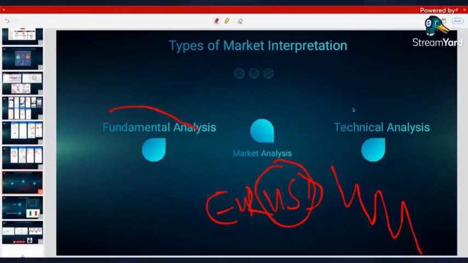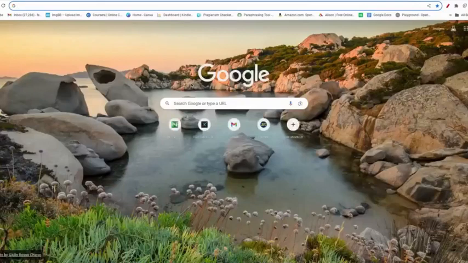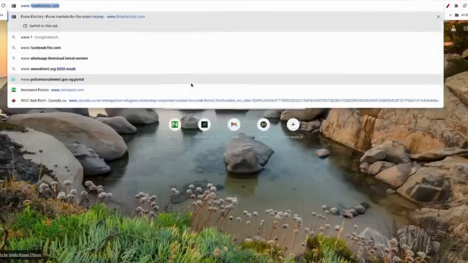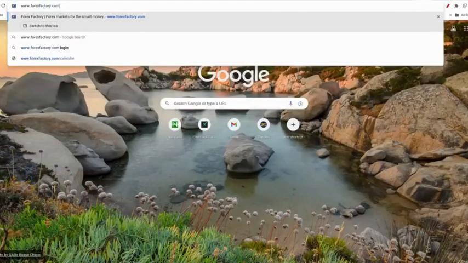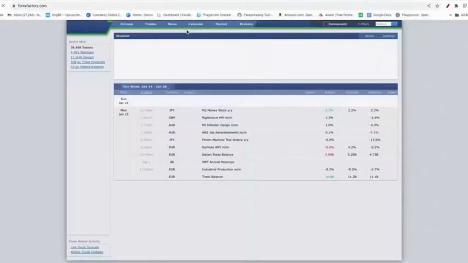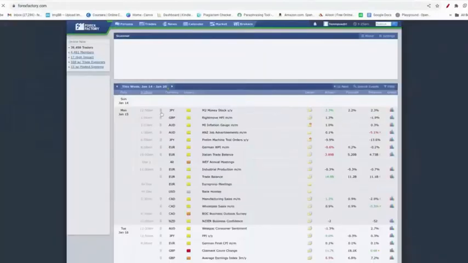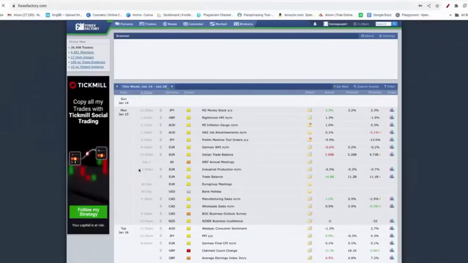But before going to technical analysis, let me just show you the most common, the most used website where fundamental analysts check to know events happening worldwide, which is called Forex Factory. So let me just go to Forex Factory and show you. You type in www.forexfactory. You go to the website. There on the website, you're going to see different events happening for the week.